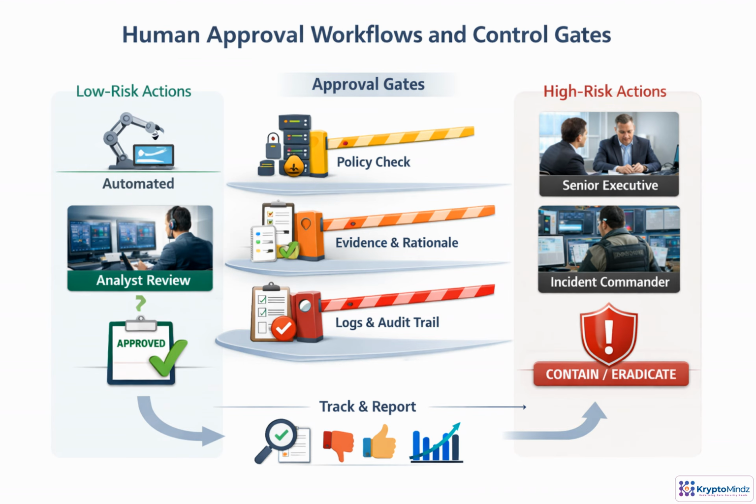Approval should scale with risk, rather than slow every response equally. Low-risk enrichment or ticket updates can run automatically, or with light analyst review. Actions that touch production, privileged accounts, customer data, or regulated systems need stronger gates. Before approval, the agent should present evidence, rationale, alternatives, and rollback steps. For containment or eradication, it should escalate to the incident commander, system owner, or legal team. Every decision and outcome becomes audit evidence and training data.